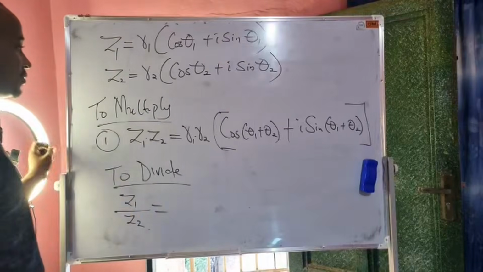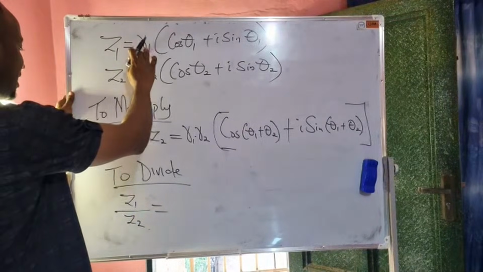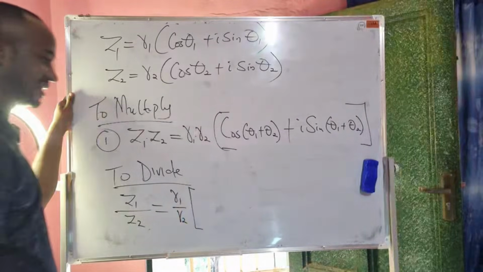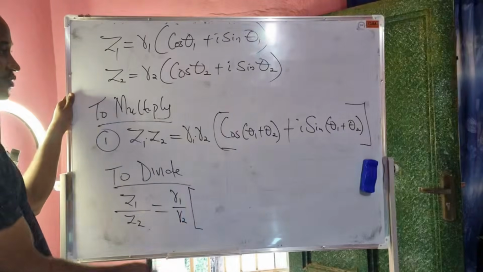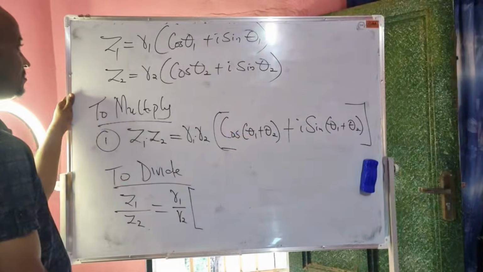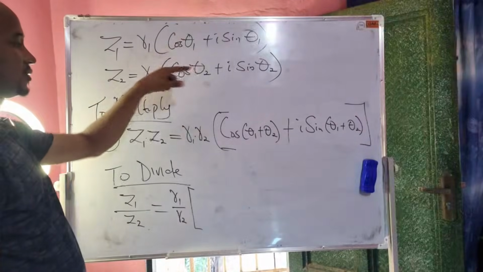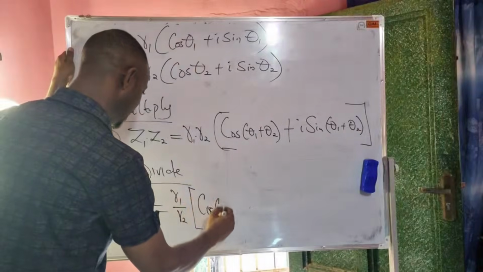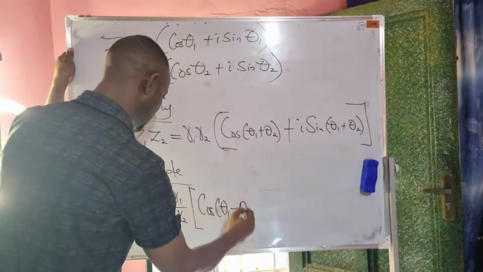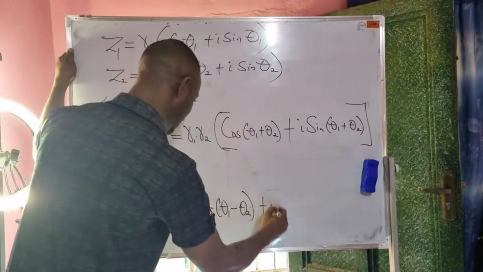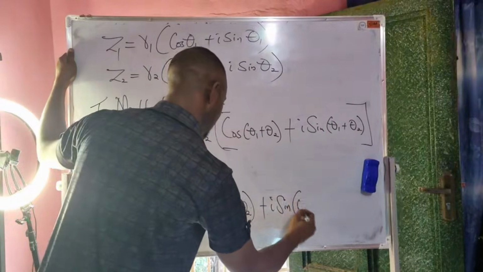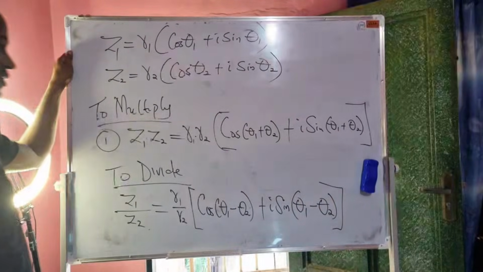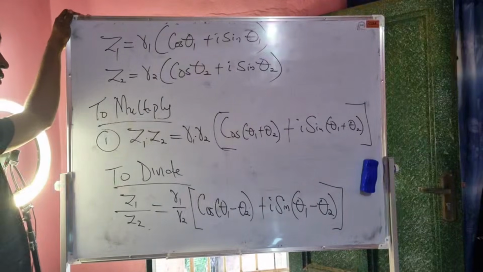Z2. The principle is almost the same. I will divide R1 by R2. Then I believe you can tell me the rest, right? What do we do to the arguments? The angle, we subtract. In multiplication, we add the angles, right? Then in division, we have to subtract the angles. Here it becomes cos(theta 1 minus theta 2) plus i sin(theta 1 minus theta 2). Okay, this is just the result of what we just have.